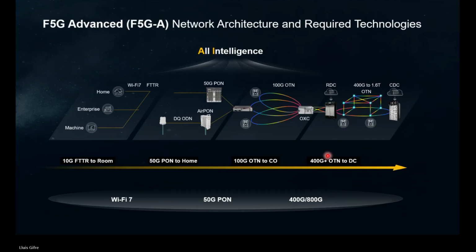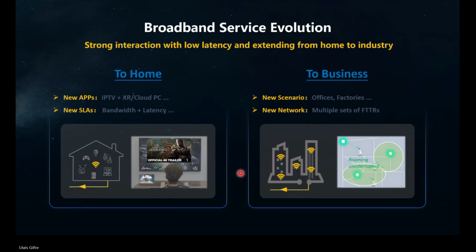Here is a small picture with the different technologies and capacities that are involved. Here you can see technologies like Wi-Fi 7, 5G PON, 50G PON, 400 to 800G for the backbone connection, and so on. I will not elaborate because otherwise I will run out of time. But that's what is known as the fixed 5G advanced network architecture and the technology requirements. What we are trying to do with TeraFlow is to control the end-to-end segment of this infrastructure.